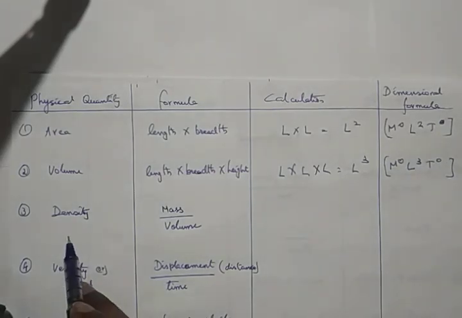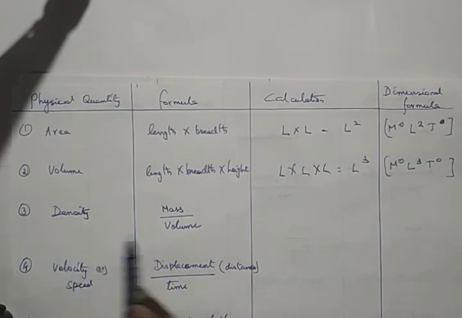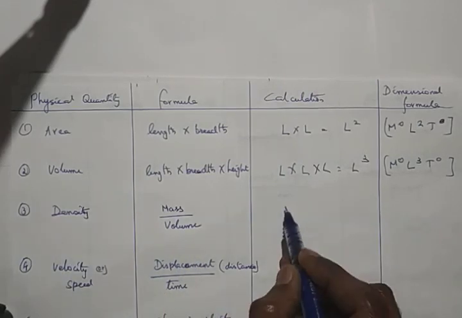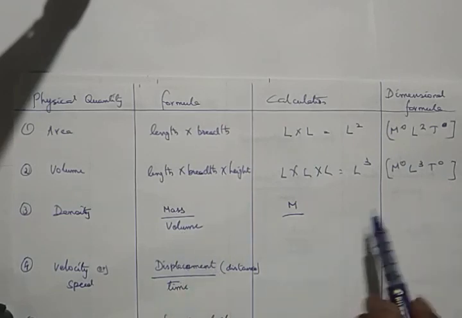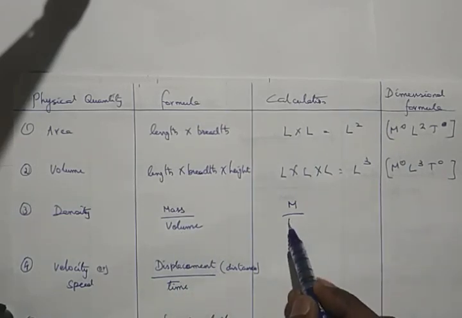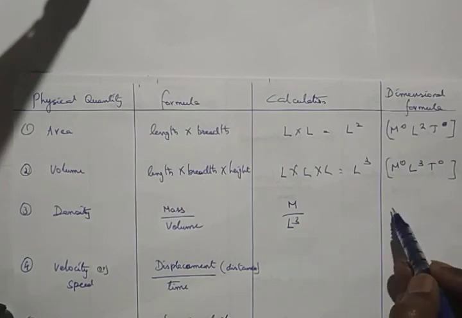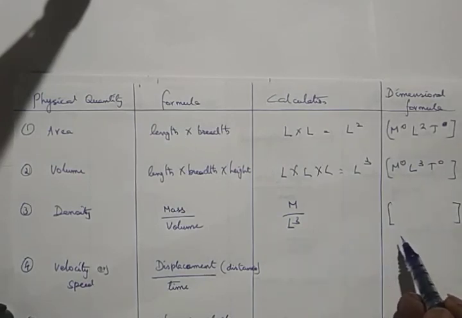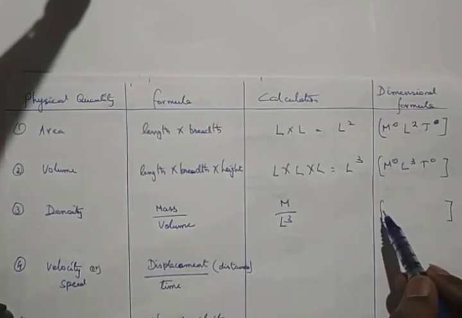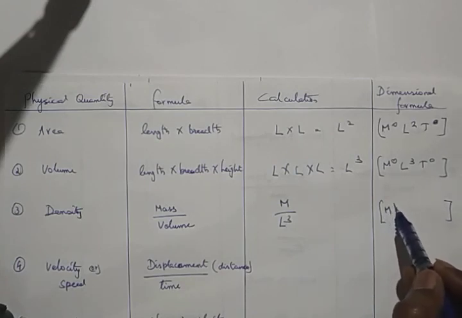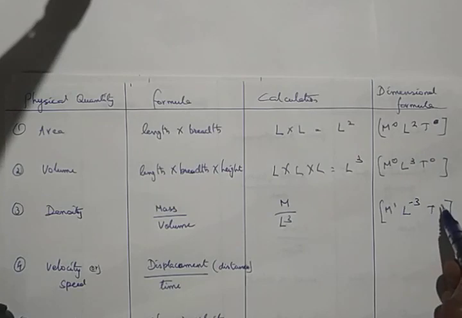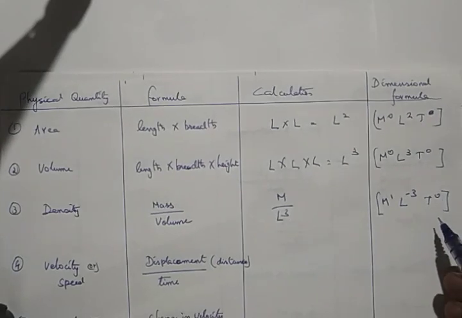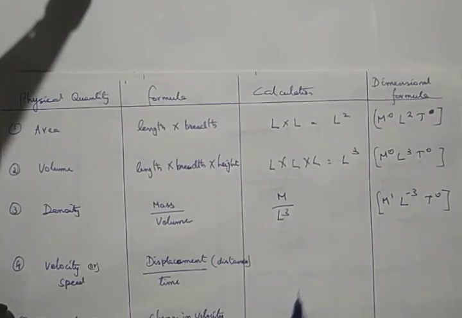We come to the next formula, density. Mass upon volume, we already know this one. So it is mass, and bottom is volume. Volume already we have seen this one, L cube. So when you write here within the bracket, this will go as M1 L, when it goes up, -3 and T0. So that's going to be the dimensional formula for density.